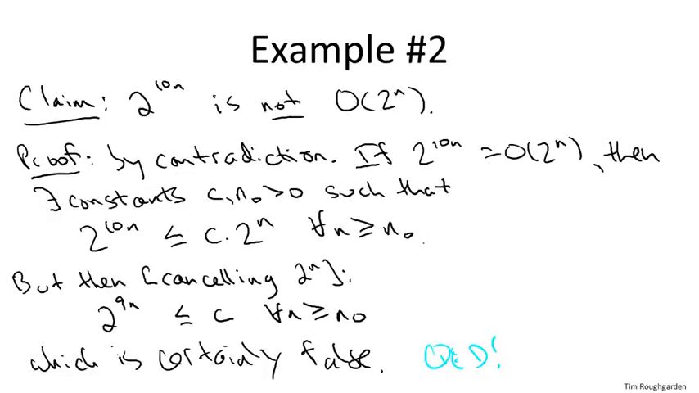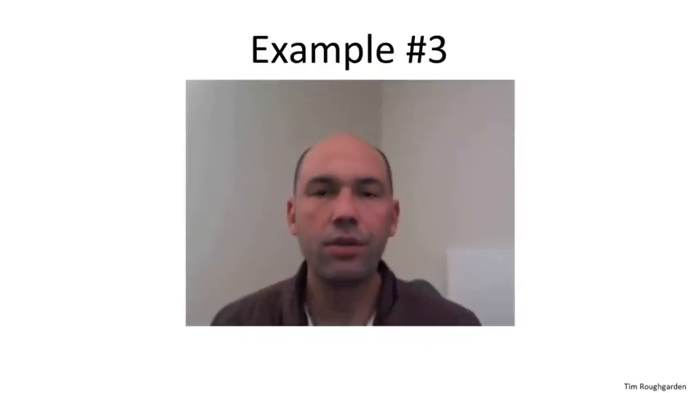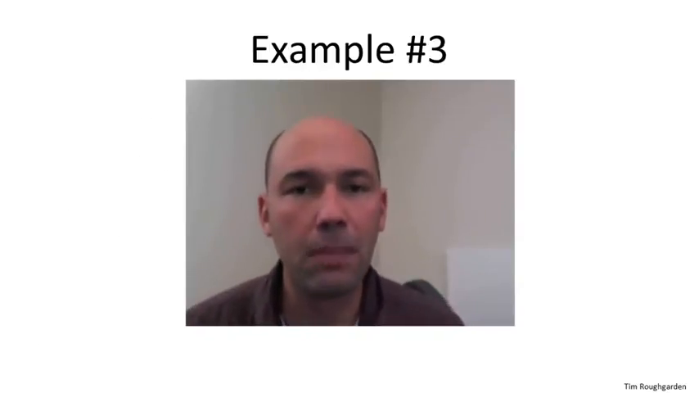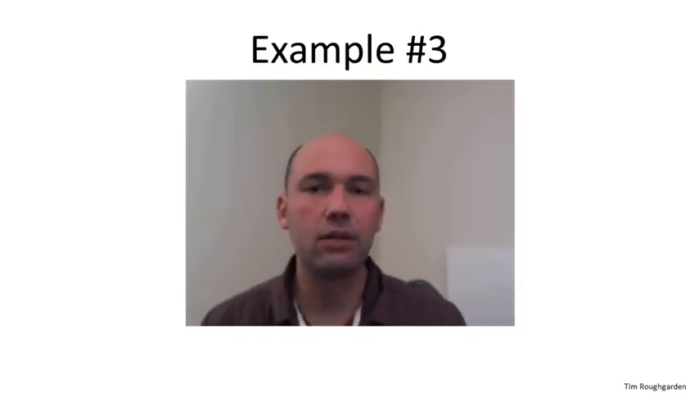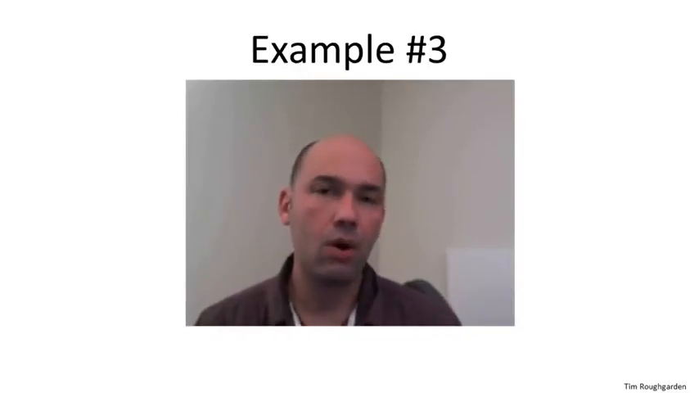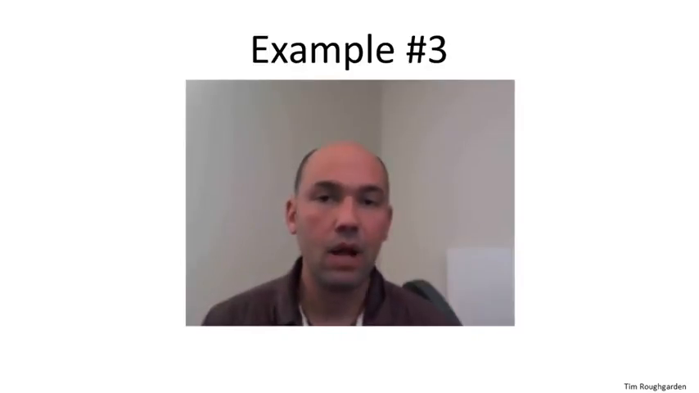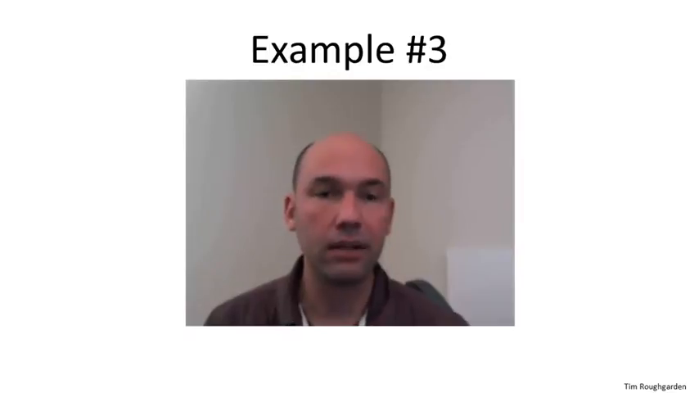This means our assumption was not the case, and indeed it is not the case that 2 to the 10n is big O of 2 to the n. So our third and final example is a little bit more complicated than the first two. It'll give us some practice using theta notation. Recall that while big O is analogous to saying one function is less than or equal to another, theta notation is in the spirit of saying one function is equal asymptotically to another.